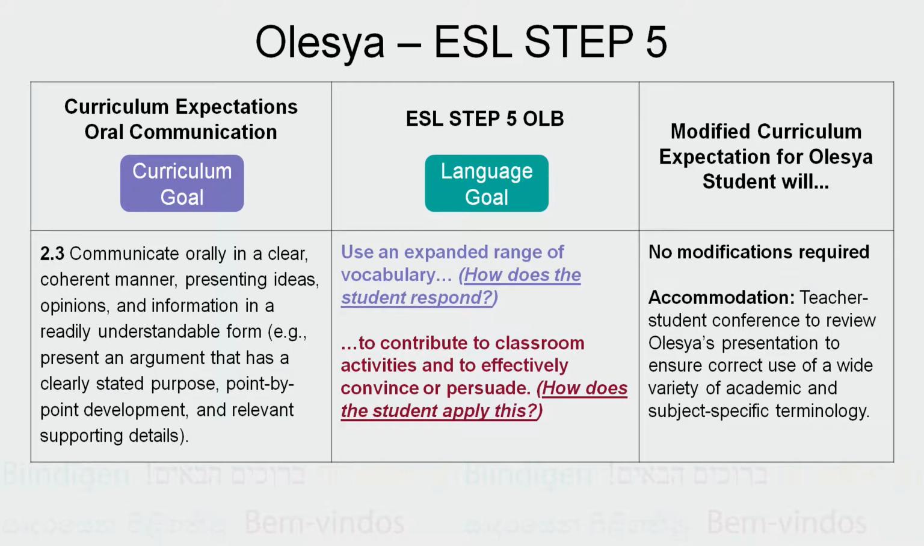As students become more proficient in English, there are less differences between the STEP OLB and the curriculum expectation. This is evident with ALESA. Let's look at Oral Expectation 2.3 and ALESA's OLB Oral Language Descriptor. Again, we can deconstruct this descriptor into two parts. The first part of the descriptor states how the student will respond. In this case, ALESA can use an expanded range of vocabulary. The second part of the descriptor states how the student will apply this. In this case, ALESA can contribute to classroom activities and can effectively convince or persuade.